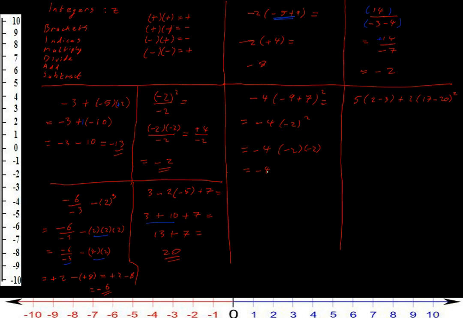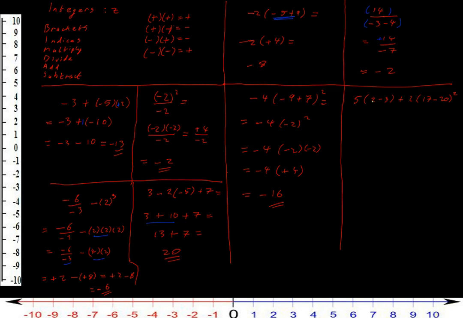And I get minus 4, and I'll do this multiply out first. So I have minus by minus is plus, 2 by 2 is 4. So I have minus 4 multiplied by plus 4. Minus multiplied by plus is minus. 4 multiplied by 4 is 16.